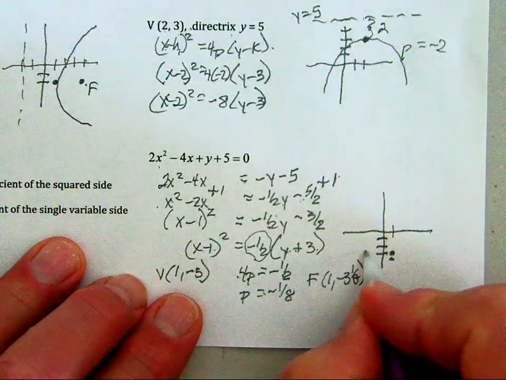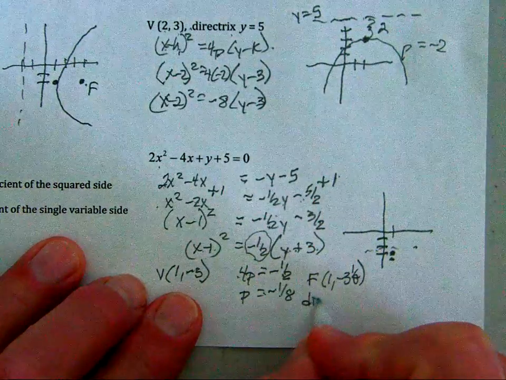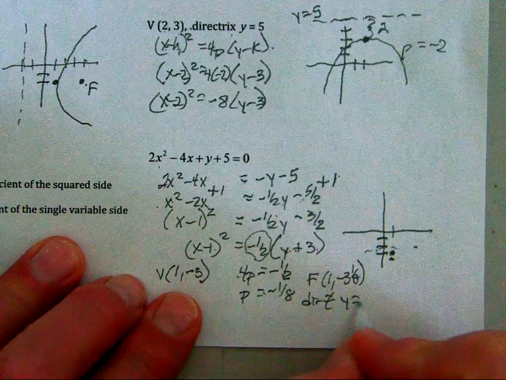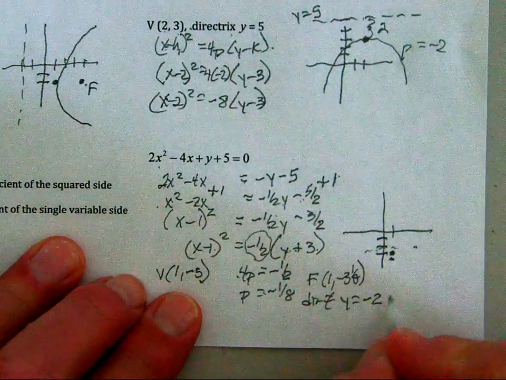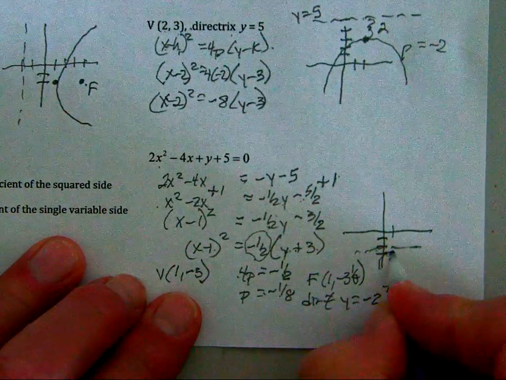Our vertex is up, our directrix is up from there, so it's up 1/8. So our directrix, if we go up 1/8 from a negative 3, our directrix is y equals negative 2 7/8. So this one's just really tight in there, but there's our parabola.